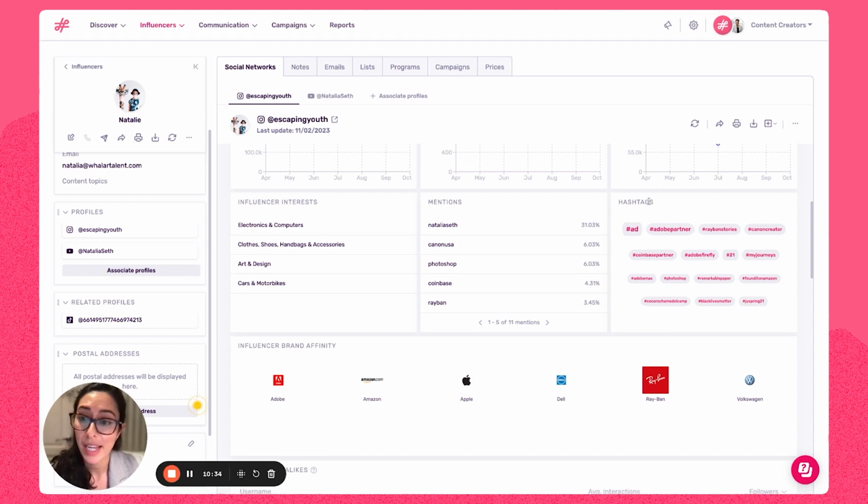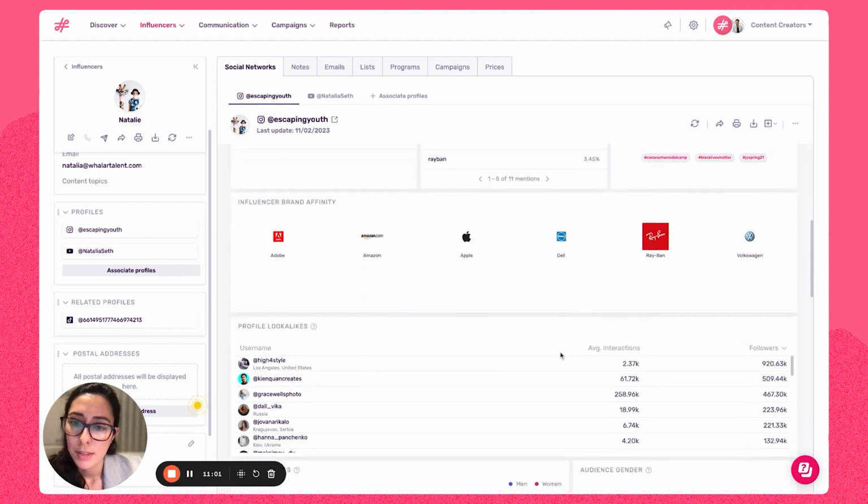And over here in hashtags, these are the hashtags that she would use in her captions. You can see that number one is ad, which is a common practice for influencers. If you have a sponsored post, especially in the United States, you have to label it with ad. So maybe this indicates that she has a lot of sponsored posts. We also see hashtags for Adobe Partners, Adobe Firefly, Canon Creator. And these hashtags might indicate that she's part of an influencer program for these brands.